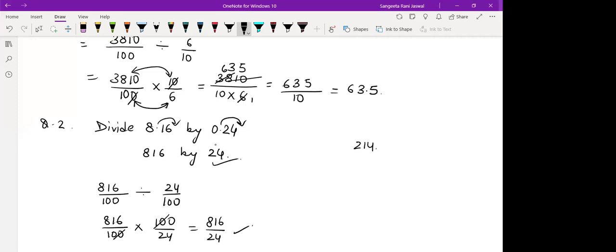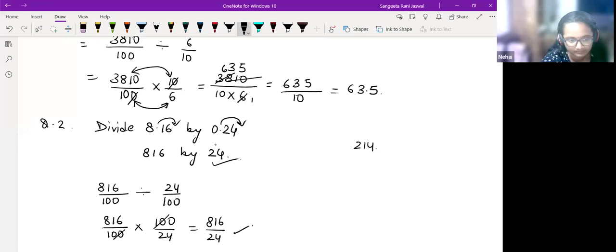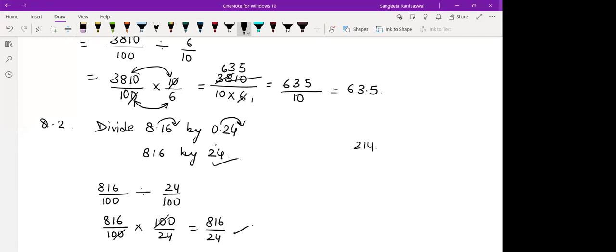Got it? Both the methods are okay. Just remove the decimal point, 2 places here, 2 places here. Now both the numbers are without decimal places. Now you just have to divide 816 by 22. Either you can do it this way, whichever way you find easy, or you can do it with small numbers first.